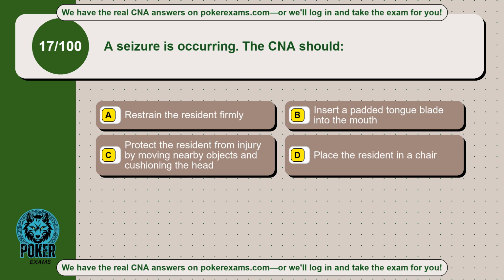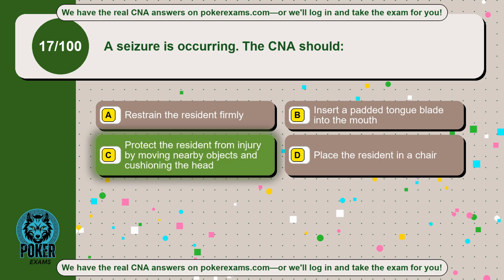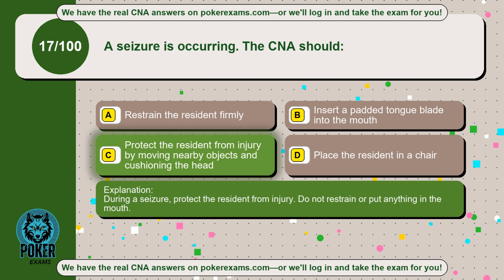Question 17. A seizure is occurring. The CNA should: Option A, restrain the resident firmly. Option B, insert a padded tongue blade into the mouth. Option C, protect the resident from injury by moving nearby objects and cushioning the head. Option D, place the resident in a chair. The correct answer is option C. Protect the resident from injury by moving nearby objects and cushioning the head. During a seizure, protect the resident from injury. Do not restrain or put anything in the mouth.